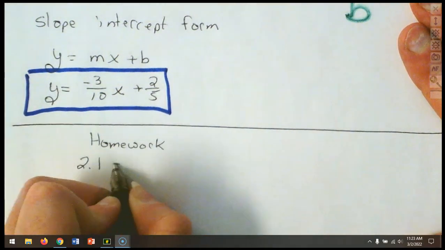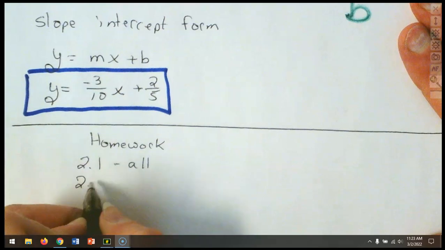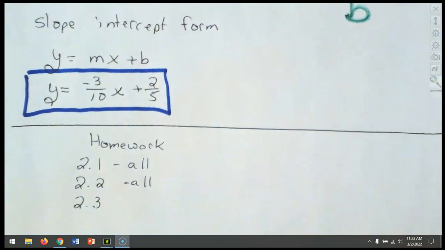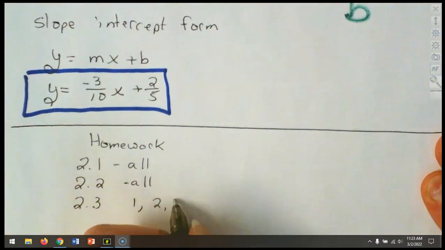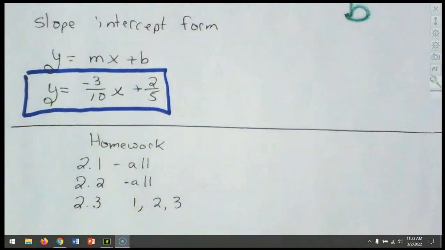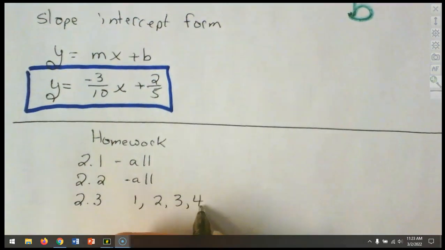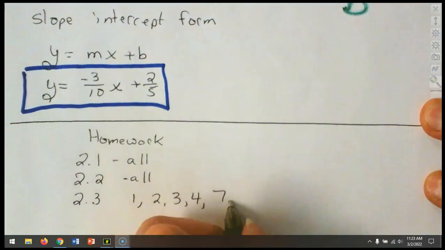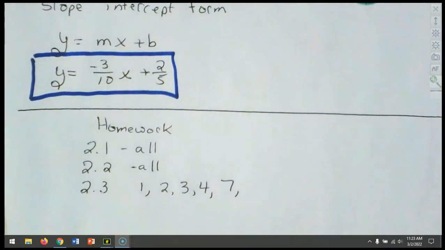So our homework, you should be able to do 2.1. You should be able to do them all. 2.2, you should be able to do them all. And 2.3, we can do a lot of them. 2.3, you should be able to do question 1, 2, 3. You can do 4. You plug the 0 in. Cannot do 5 yet. Can't do 6 yet. You can do 7. You can't do 8, 9, or 10 yet. We'll learn those next week. 11 and 12, we can't do those.